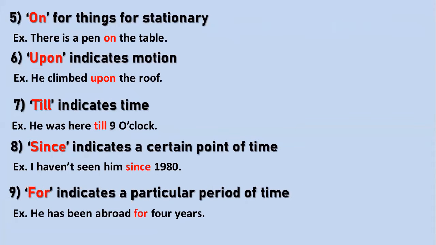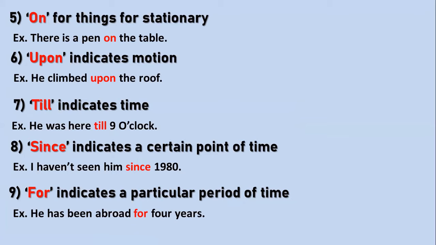Next, on. On can be used for things kept on a stationary thing or a platform. For example, there is a pen on the table. Next, upon. The preposition upon indicates motion, action, movement. Example: he climbed upon the roof, on the top of the roof. So you can use the preposition upon.